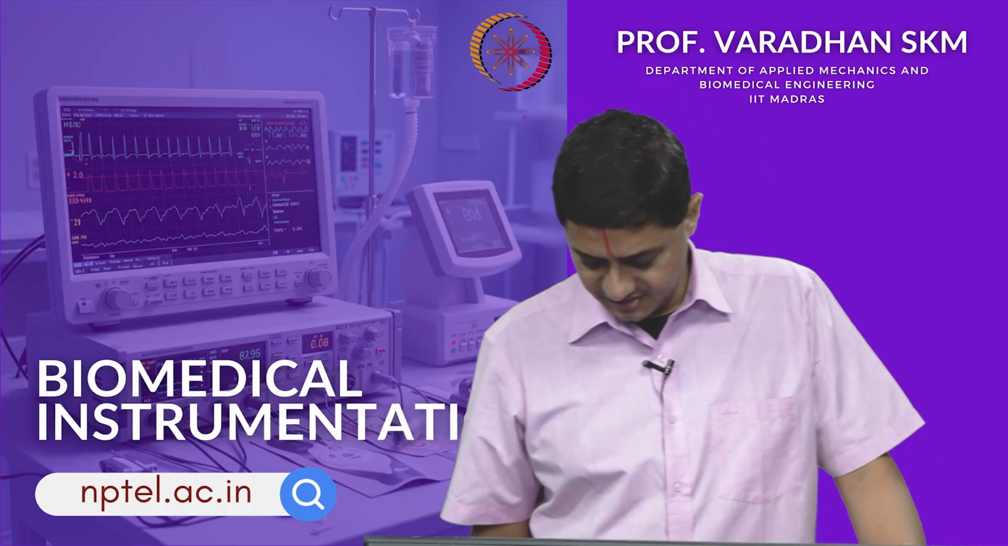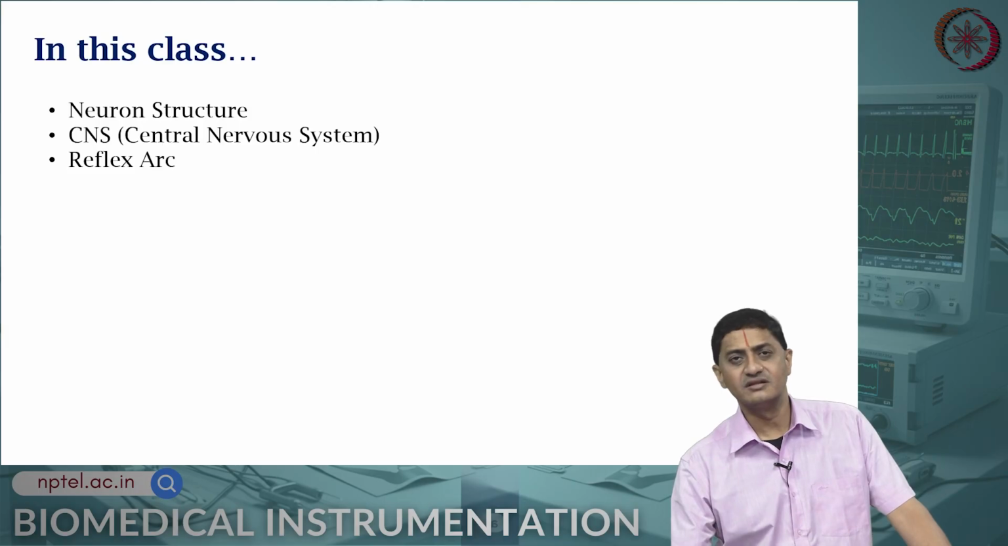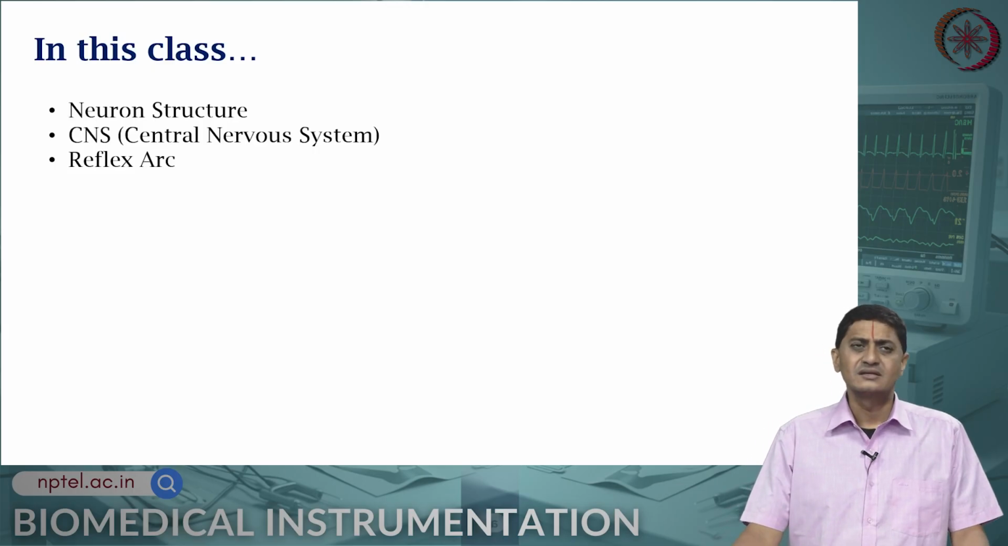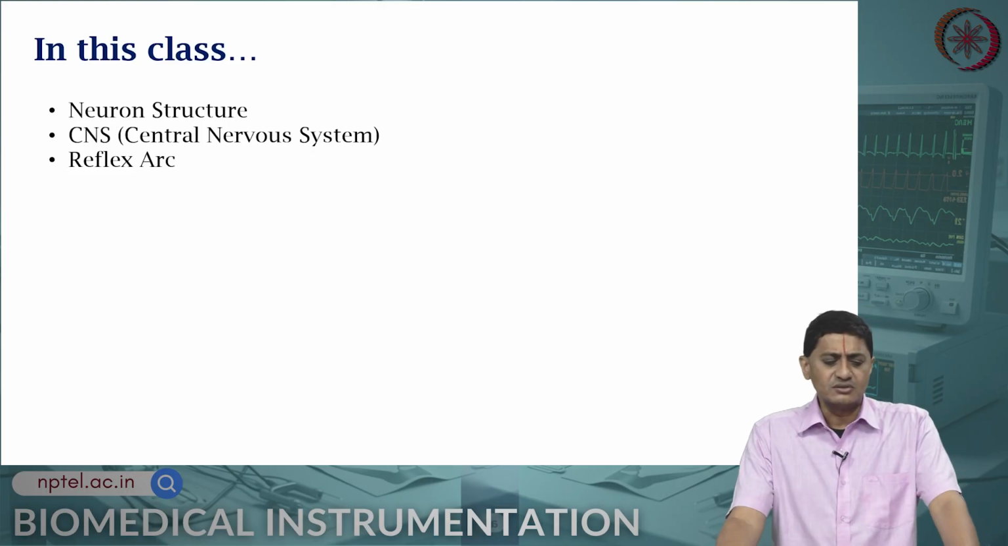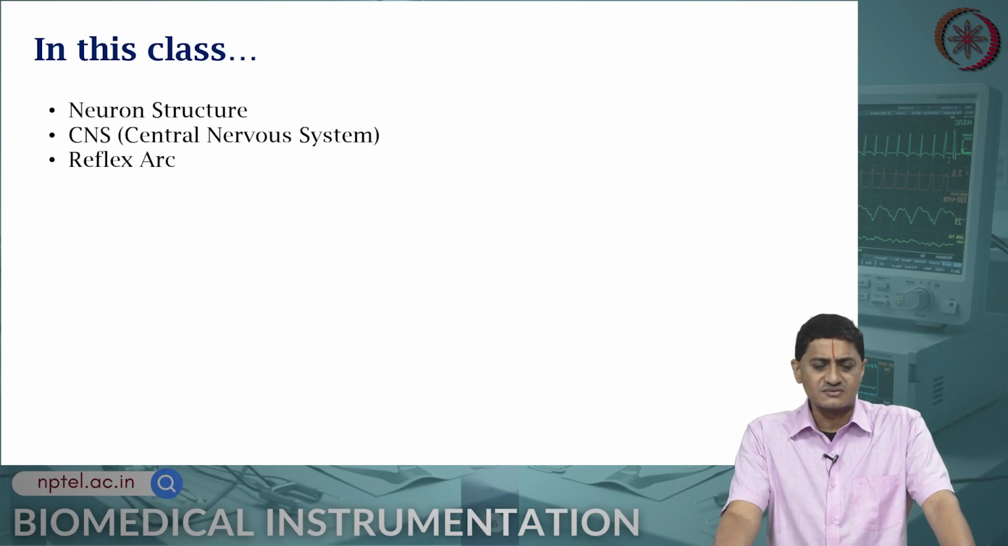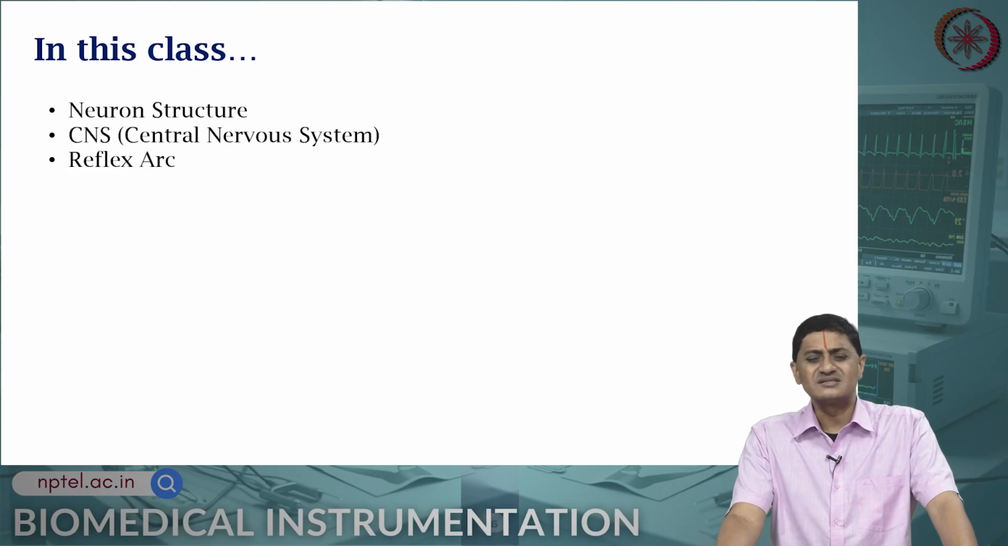This is week 7. From this week, we will start focusing on other measurement systems such as EEG, electroencephalography, and EMG, electromyography. In this video, we will look at the structure of a neuron, central nervous system, and a reflex arc. Note that this is an extremely brief video of a huge topic.